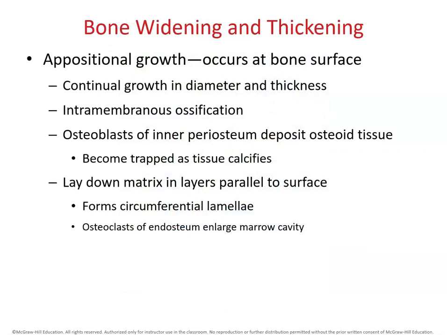Okay, so now we're going to talk about how bones grow and remodel themselves after a person is done growing, after their early 20s. So we continually have bones that are changing their diameter and thickness. We have the osteoblasts on the inner periosteum, and they deposit osteoid tissue that becomes trapped in the matrix and calcifies. And this is the mechanism that our bones remodel.